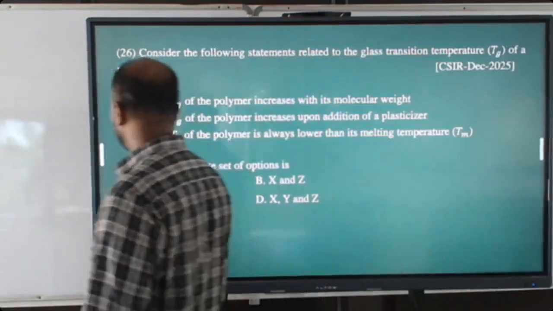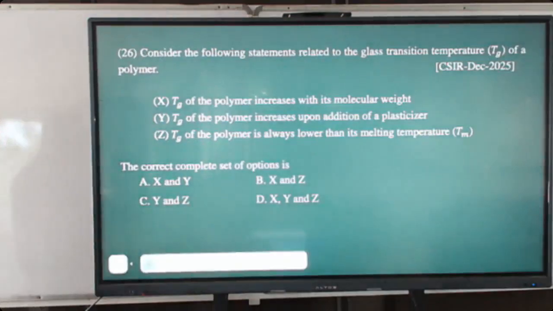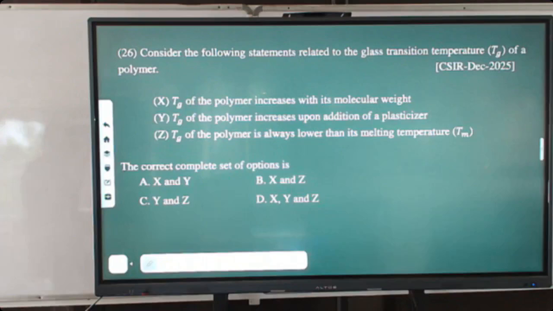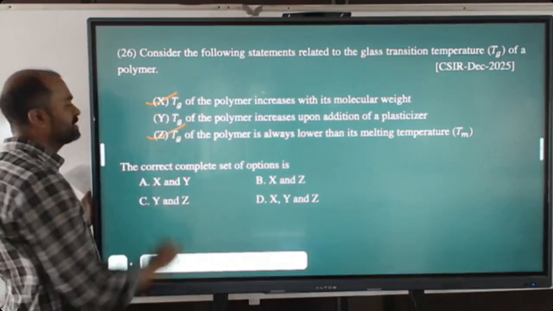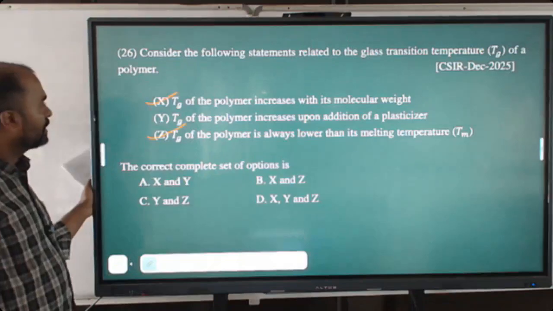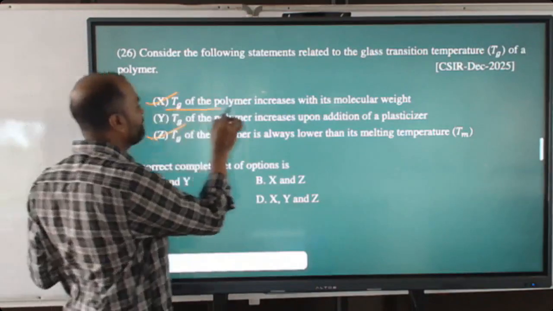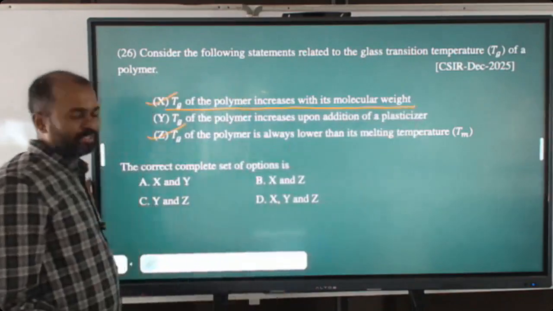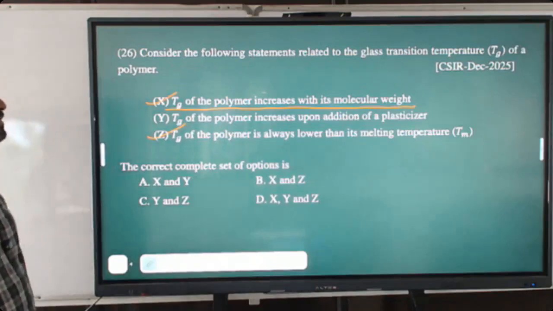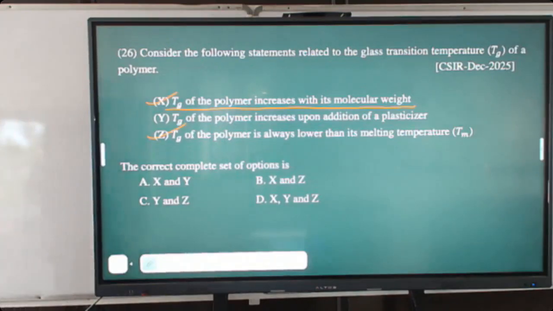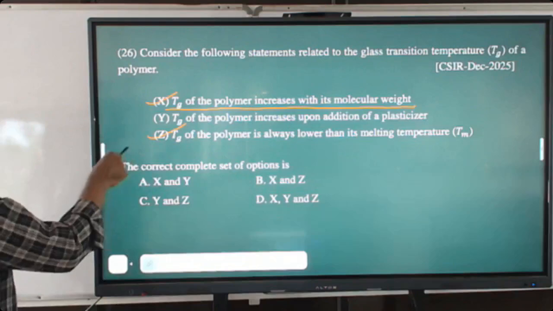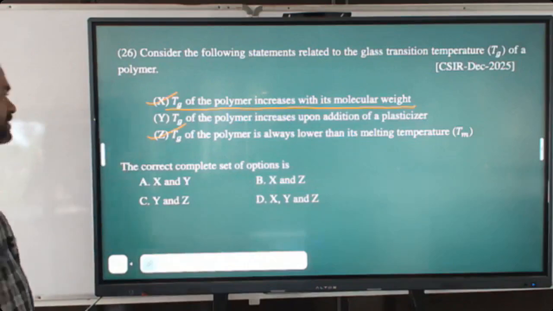Option C is the correct answer. It's 26. It's the last question. Consider the following statements related to glass transition temperature of polymer. As I പഠിപ്പിച്ചത്, ഞാൻ നോട്ട് തരാം. I will give study material for this topic. The correct answer is option X, statements X and Y are correct. Tg of the polymer increases with its molecular weight. If molecular weight of the polymer increases, Tg increases. If you are adding plasticizer, then the Tg will decrease.